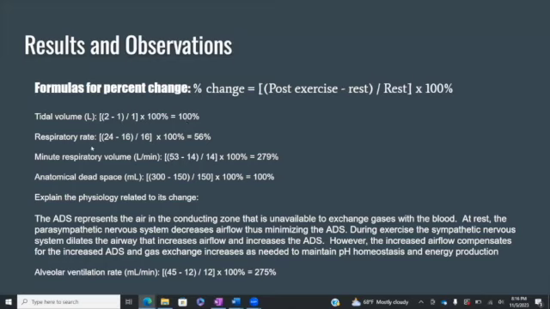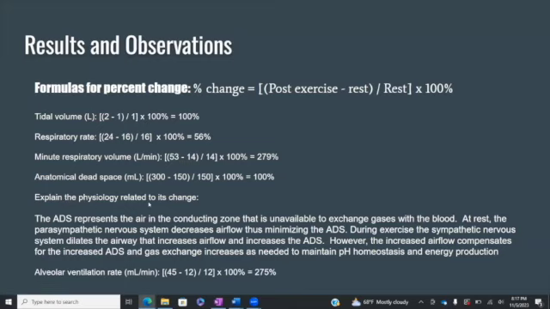Respiratory rate came out to 24 minus 16 divided by 16 times 100, which was 56% change. Minute respiratory volume was liters per minute, and that was 53 minus 14 divided by 14 times 100, which came out to be 279% change. The anatomical dead space was measured in milliliters, and it was 300 minus 150 divided by 150 times 100, which came out to be a 100% change.